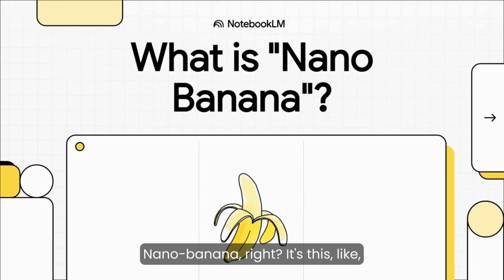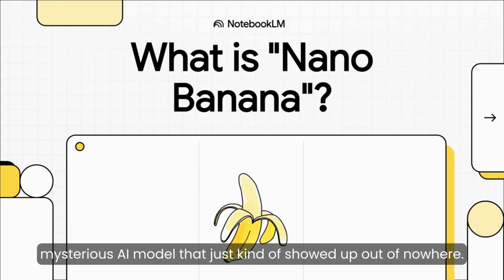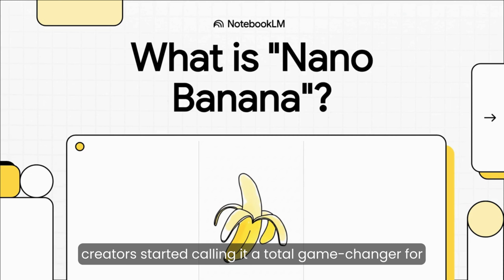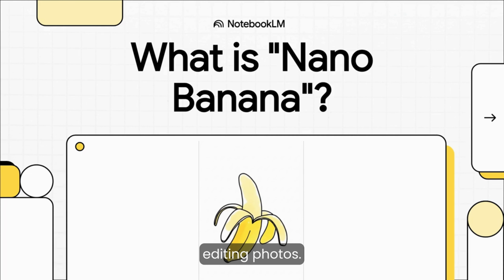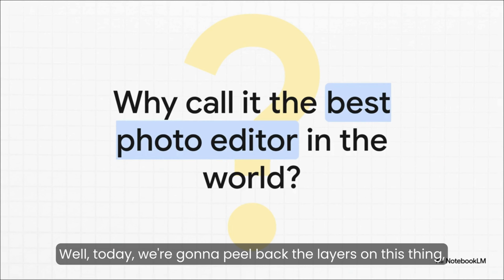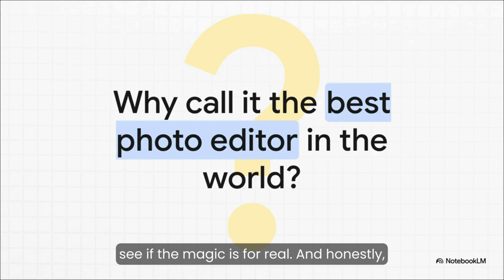So, if you've been anywhere on the internet lately, you've probably heard these two words whispered around. Nano Banana, right? It's this mysterious AI model that just kind of showed up out of nowhere. And almost overnight, creators started calling it a total game changer for editing photos. So what is all the hype about? Is it really that good? Well, today, we're going to peel back the layers on this thing, see if the magic is for real.